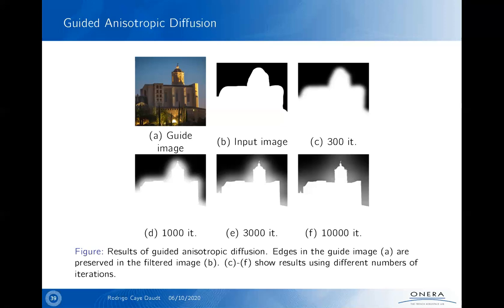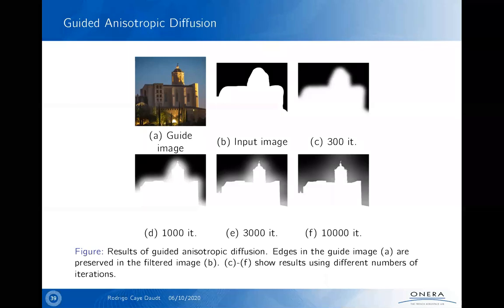And then you can see with more iterations, we are able to transfer mainly the edge details from the guide image to the target image. You need an approximate starting point, but in many cases it is able to do that task.